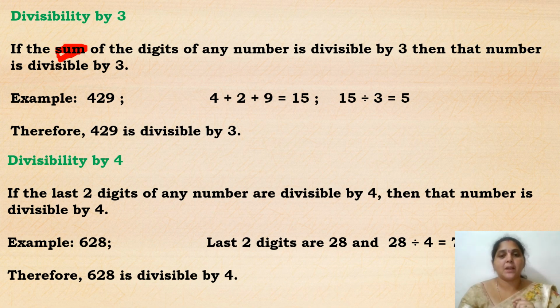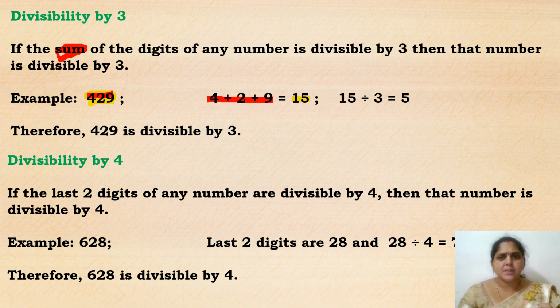For example, I have taken a number 429. Now I am adding all the 3 digits, 4, 2 and 9. How am I going to add? 4 plus 2 plus 9. When I add all these digits together, what sum am I getting here? I am getting 15.